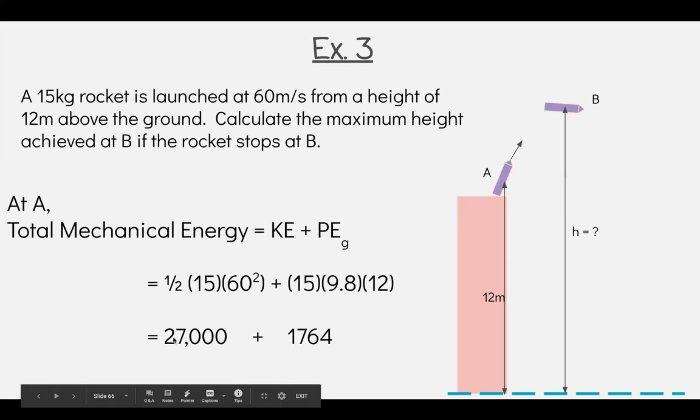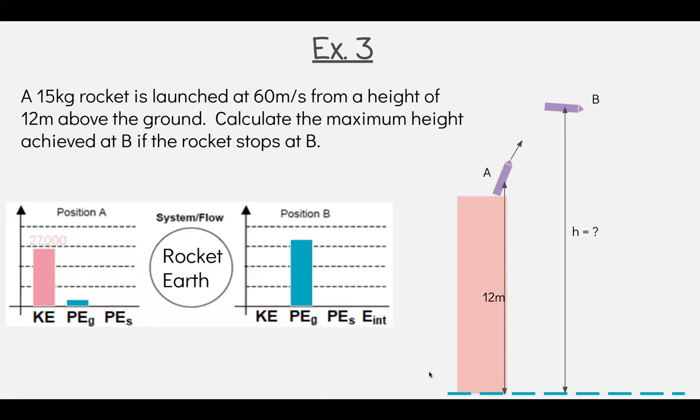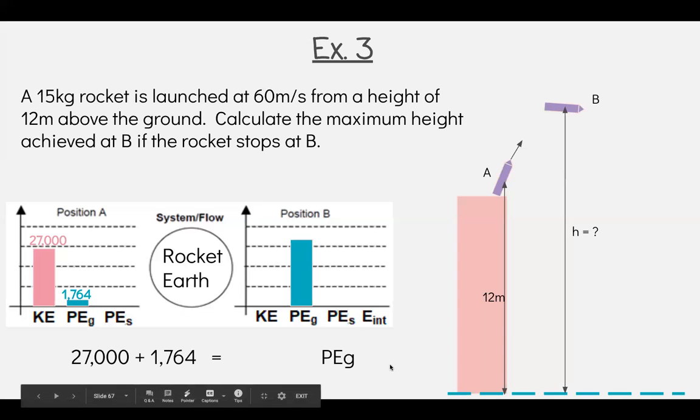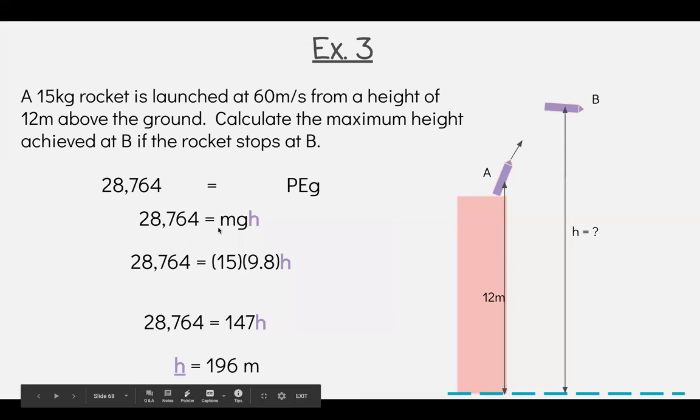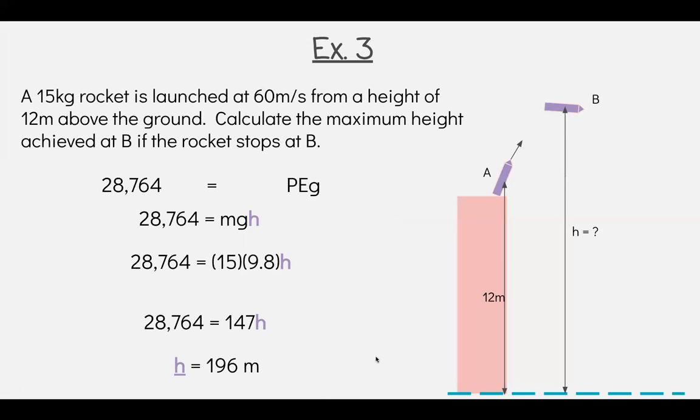At point B, all 28,764 joules are going to turn into potential energy. So mathematically, if I start subbing some numbers in, I've got 27,000 kinetic plus 1,764 potential, which means that there are 28,764 joules of gravitational potential energy at B. So then solve for height. If I know the amount of energy, substitute in m and g, solve for h.